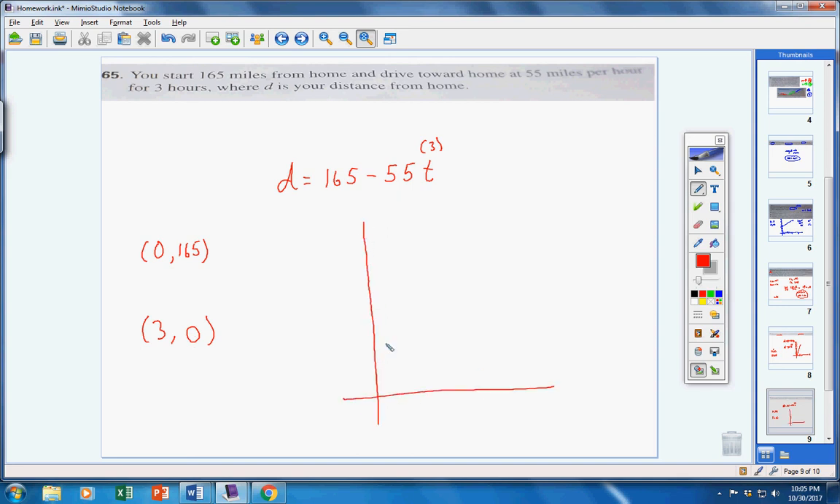So my first ordered pair: this is my t-axis, my time. This is my d, my distance. Going in increments of 20. 165 is about there. So 0, 165 is there, and 3, 0 is there. So there you go. Draw your line, and you're finished. And that makes sense. You started at 165 miles, and you went down to 0 miles right here, 0 when you're done 3 hours later. Okay? Back that up and watch again if you need to, okay?